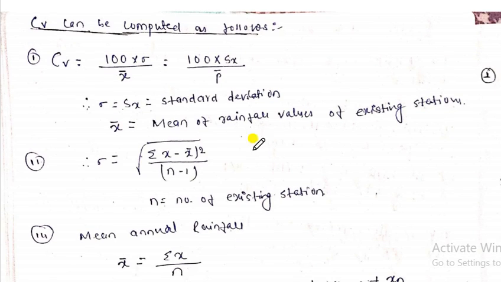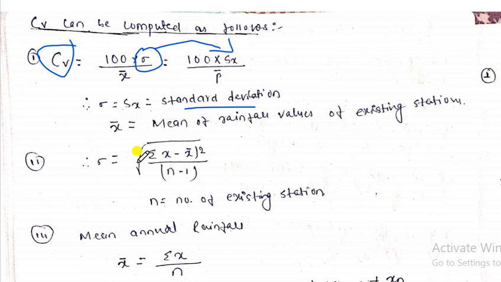As you can see, CV is here, where sigma represents the standard deviation, and in some textbooks it is also represented as Sx. It totally depends on your own notation. So CV is sigma by x bar into 100, and CV is represented in percentage. Now, how to calculate sigma, that is, how to calculate the standard deviation?